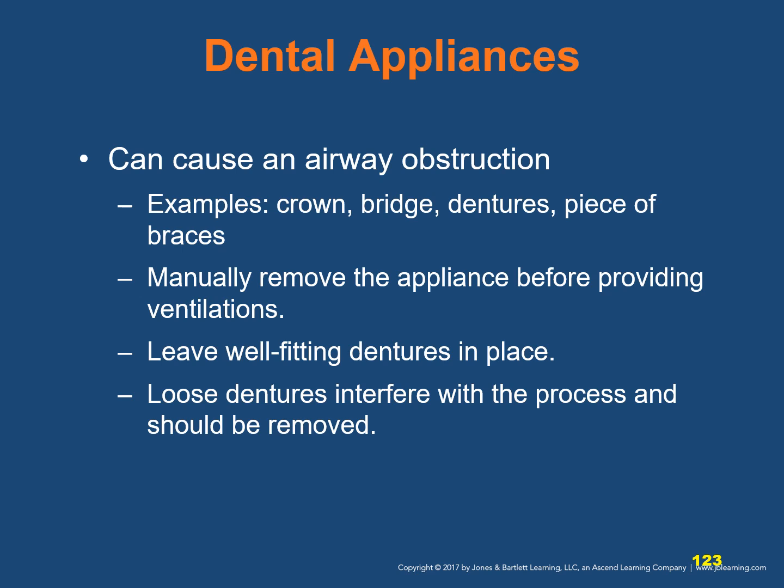There are many things that can cause airway obstruction, and dental appliances are among them. Many dental appliances can cause an airway obstruction, such as a crown, bridge, dentures, or piece of braces. Manually remove the dental appliance before providing ventilations. Simple manual removal may relieve the obstruction and allow the patient to breathe on his or her own. Leaving well-fitting dentures in place usually makes a BVM or mouth-to-mask ventilation much easier.